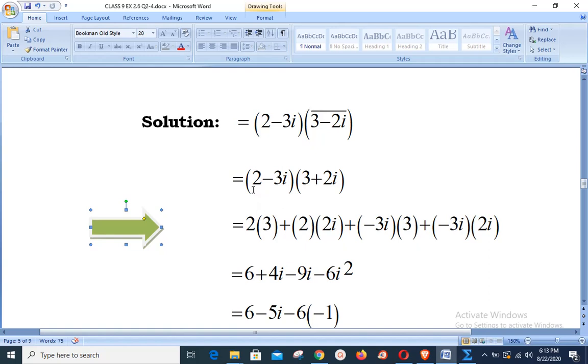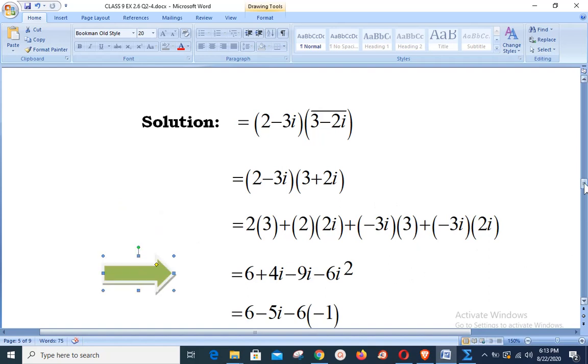Method again same. Select the first element from the first bracket and multiply with the first element of the second bracket, then again keep it same and multiply with the second element of the second bracket. After completing this, select the second element here, that is minus 3 iota, multiply it with the first of second bracket, that is number 3, again plus minus 3 iota into 2 iota. This is the manner of multiplication that makes the solution easiest.